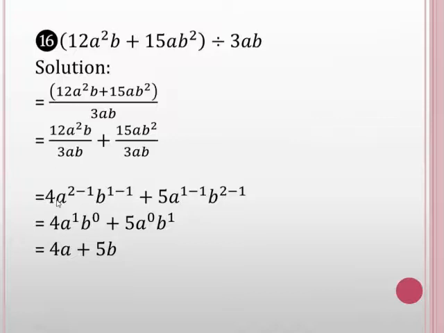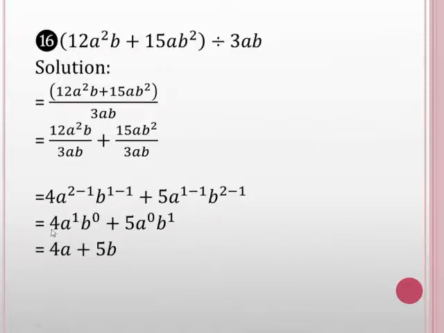3 fours are 12, and here we apply the law of power of quotients, which having the same base, we subtract their exponents, which are 2 minus 1 for a and 1 minus 1 for b. So here also 3 fives are 15, and here a is the same variable having the exponents 1 minus 1, and b having the exponents 2 minus 1. So we get the answer: 4 a power 1 and b power 0, plus 5 a power 0 and b power 1.